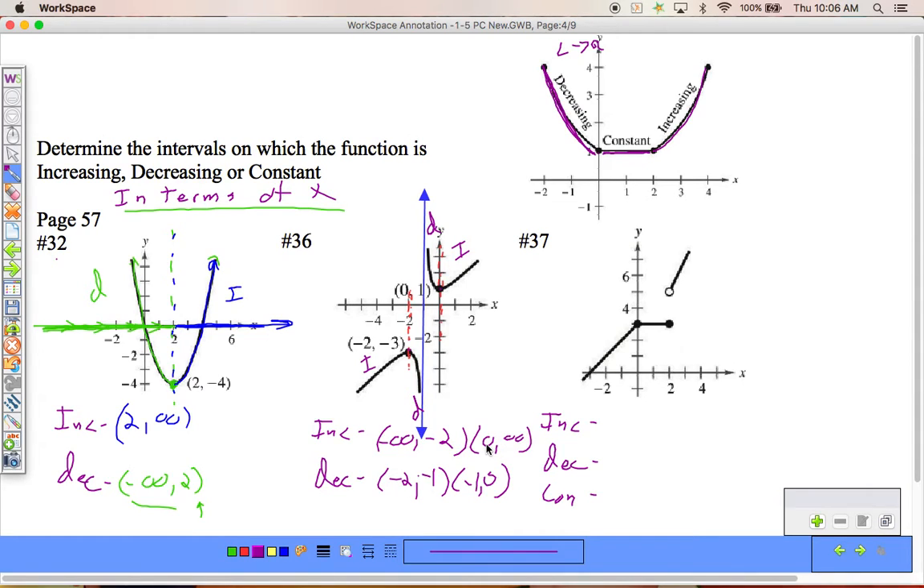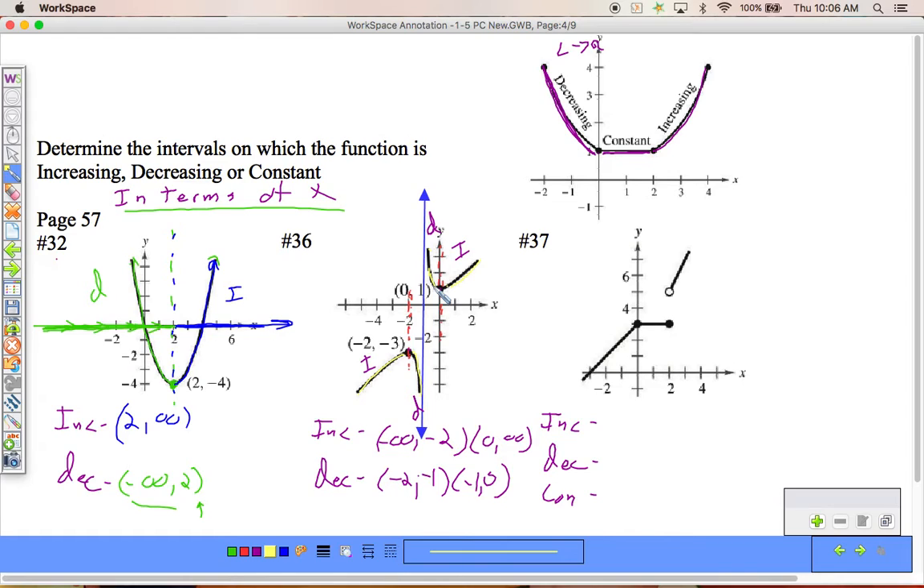It's not a continuous function because my graph is broken right here. So I have a section of something that's going on here, here, here, and here. So I have to write 4 different intervals where it's increasing or decreasing.